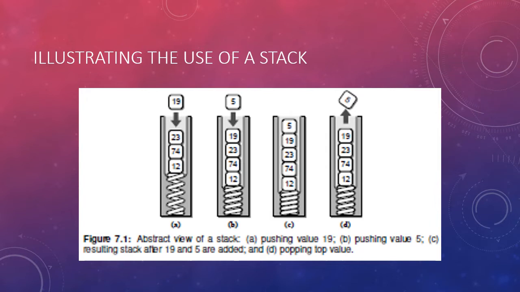If somebody wants to pop from this stack, or remove data items from this stack, when he does so, he will get 5. And if you pop again, you will get 19. If you pop again, you will get 23, always the top element. If you pop again, you will get 74. In the next pop, you will get 12. And then you cannot pop any further because the stack is empty.